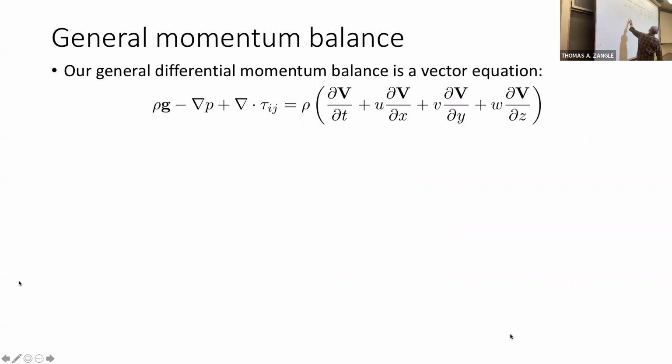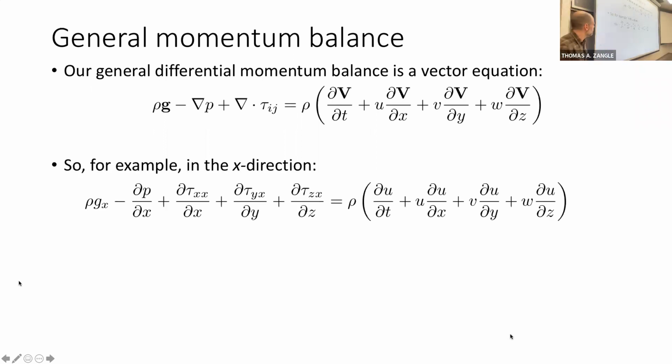Just to reemphasize, our differential momentum balance, which is written here, is a vector equation. When we take the dot product of the del operator with tau ij, and we'll look at what that is for a Newtonian fluid, we end up with a vector. The dot product of del with this tensor is just a vector. So this is a vector equation, right? We have 3 components, X, Y, and Z.